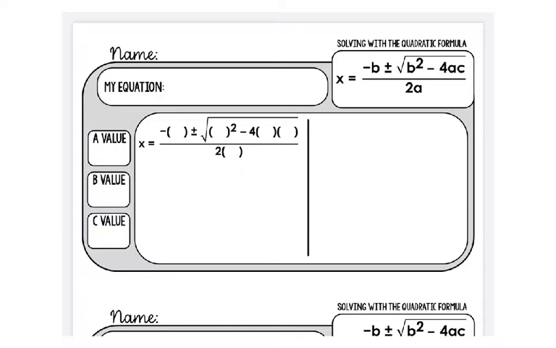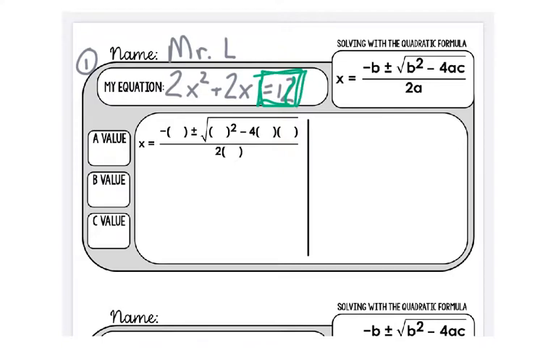Okay? So let's do 2x squared. Let me rewrite that. It's a little off here. Here we go. 2x squared plus 2x equals 12. So step 1 is to always put in my equation. Now notice here in this one that I have this guy not equal to 0.